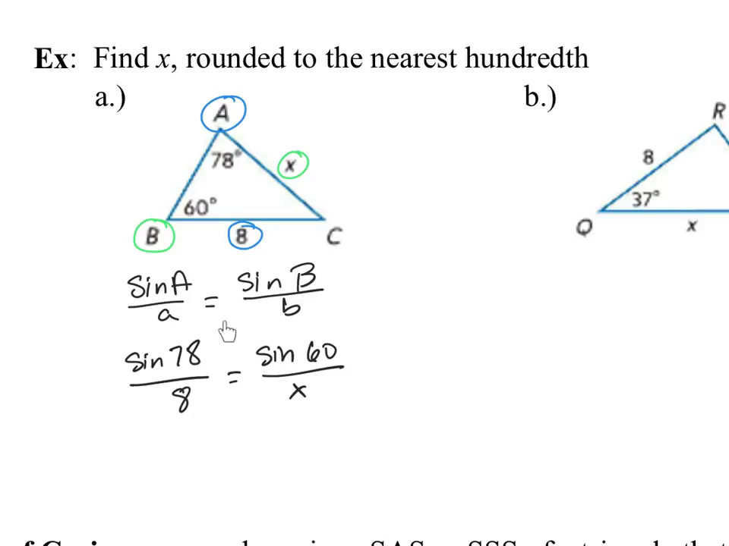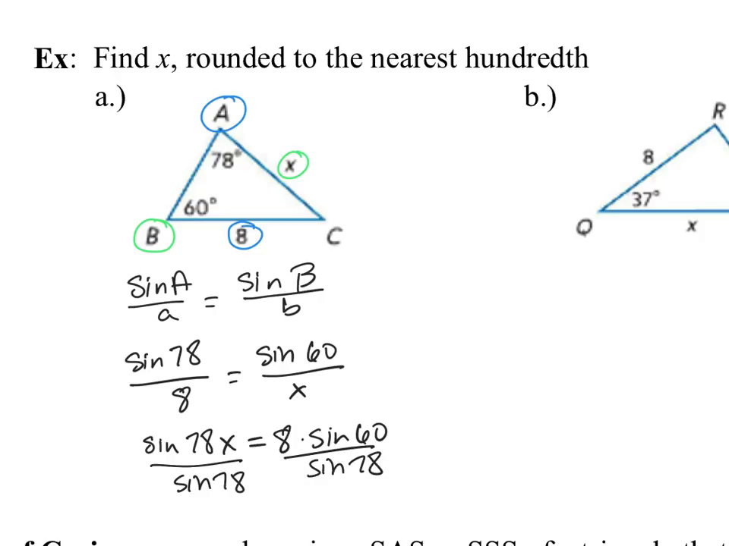Okay, so if you take a look at this proportion, it's an easy one to solve. So we'll cross multiply and divide. Well, let's go ahead and do just one step at a time. When we cross multiply, then we would have the sine of a 78 degree angle times x is equal to 8 times the sine of a 60 degree angle. Okay, so now what we want to do is solve for x. x is being multiplied by the sine of 78, so we'll divide both sides by the sine of 78. Okay, so now it's calculator time. The sine of 78 cancels on the left side.